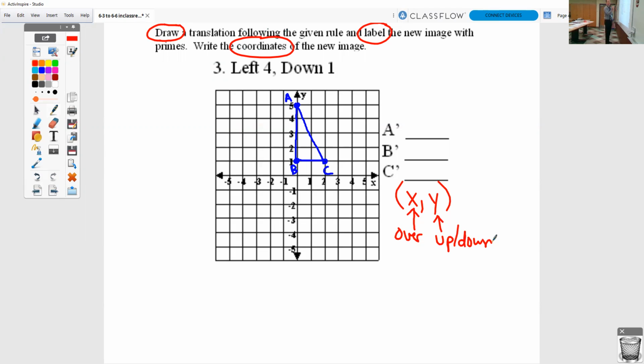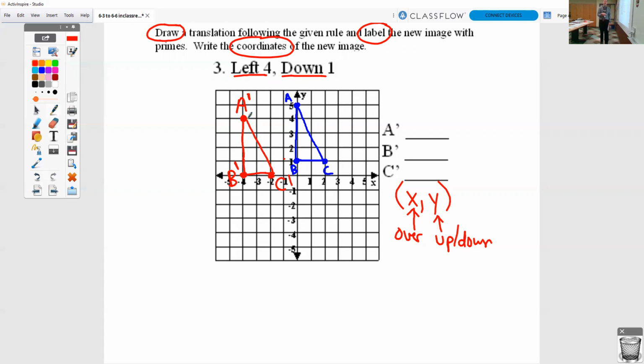So in A, we need to go left 4 and down 1. So starting at A, left 4, 1, 2, 3, 4, down 1. This is my new A prime. Left 4, 1, 2, 3, 4, down 1. This is my new B prime. Left 4, 1, 2, 3, 4, down 1. This is my new C prime. Connect the dots to form your picture.